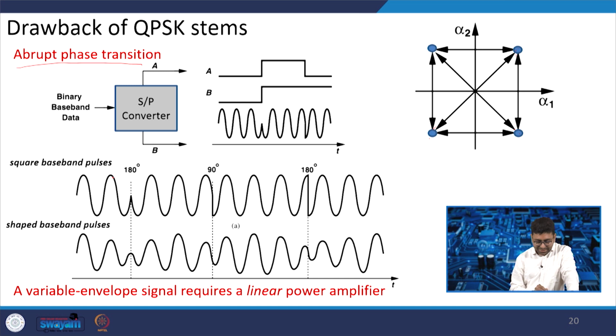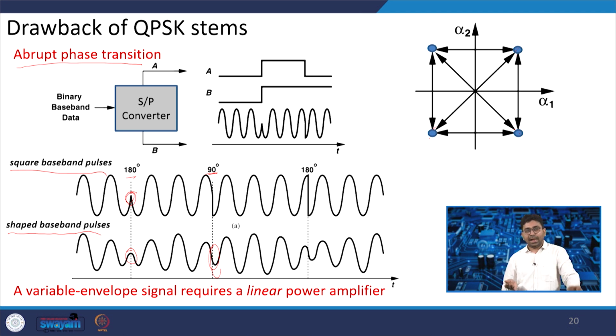So, square baseband pulses. Here what is happening, there is a 180 degree phase change, there is a 90 degree phase difference, and again there is a 180 degree phase difference. So this signal is a square baseband pulse. Now if we try to pulse shape, as we already have seen that we need to use pulse shaping, and if we try to pulse shape the signal, what will happen, this transition will be converted into this kind of wave. Again this 90 degree transition is converted like this.